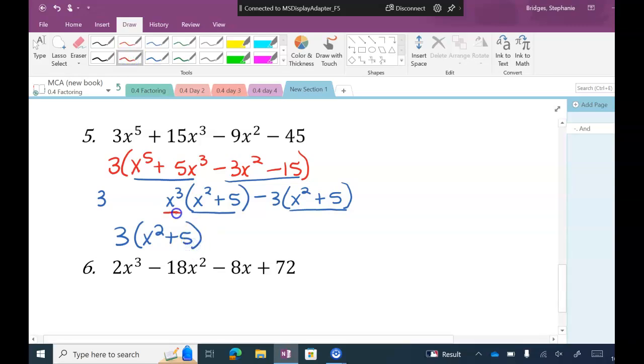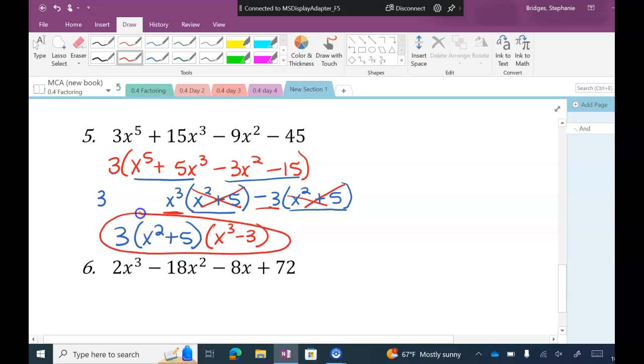And then we can write the leftover parts after I remove x squared plus 5 in my next parenthesis. And so that's going to be x to the third minus 3. And if you notice, I kept that 3 in the front. It does not go in the parentheses with anything. Anytime you pull a GCF out, it's going to be left in the very front, not included with anything else. Now we just need to check. Can I factor x squared plus 5 any further? No. Can I factor x cubed minus 3 any further? No. So this is exactly how we're going to leave that answer.